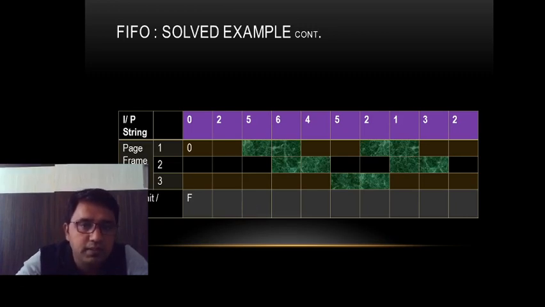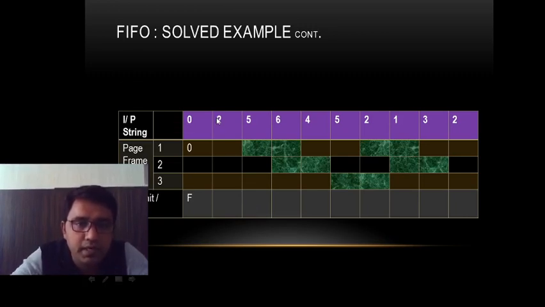Now let's consider the first instance. Let's say 0 has been asked. Now 0 is not present inside the main memory, so we generate it as a fault and it will be placed in page frame number 1. Likewise, as the 2 comes, we'll be retaining 0 and placing the page 2 in the subsequent field. Again it is called a fault.